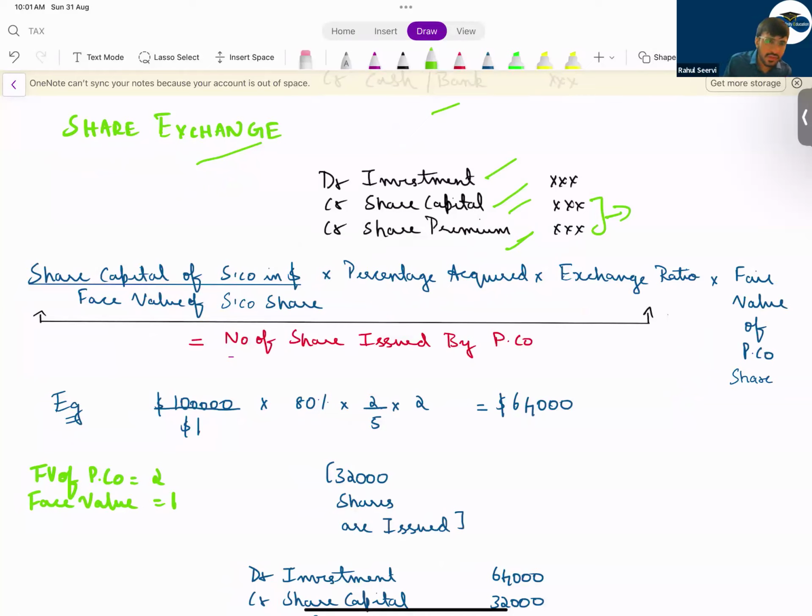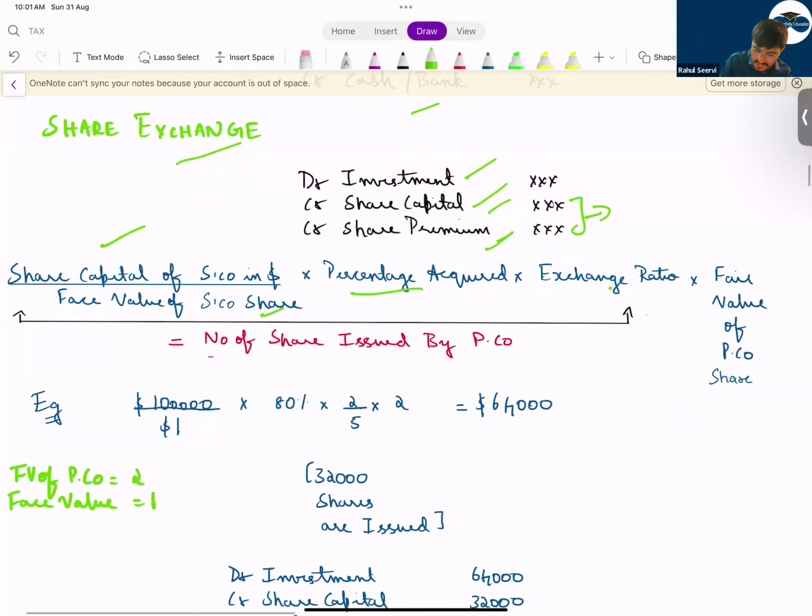So sir, how do we calculate the value of investment? You take the share capital of S company, divide by the face value, and multiply by the percentage acquired and the exchange ratio. This will give you the number of shares given by the P company. If I say 20,000 shares at $1 face value, and the total value is 40,000, that means 20,000 is share capital and 20,000 is share premium.